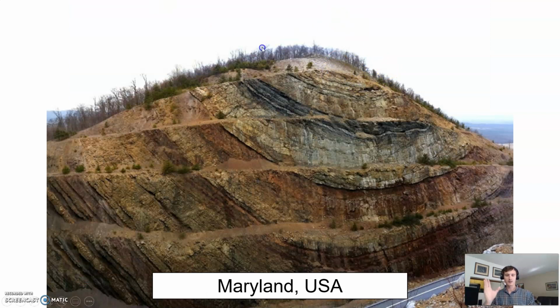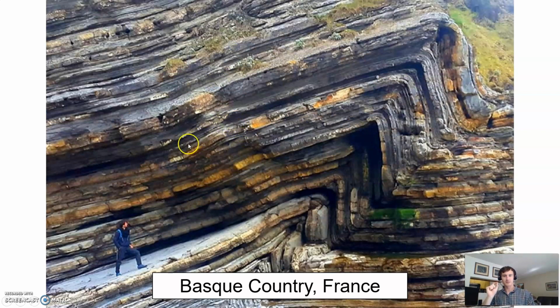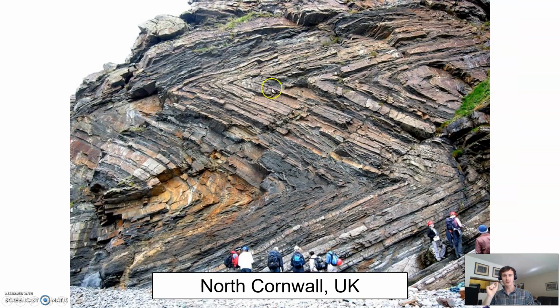And here, just to reiterate, this fold from Maryland, notice this is a syncline, this sort of trough shape, but it forms a hill. These are two different things. Just because it's a syncline does not mean that it is a valley. Just because it's an anticline doesn't mean that it is a hill. We have differences with this. This is from France. We have this anticline and syncline pair right here. Very, very sharp 90-degree angle here.